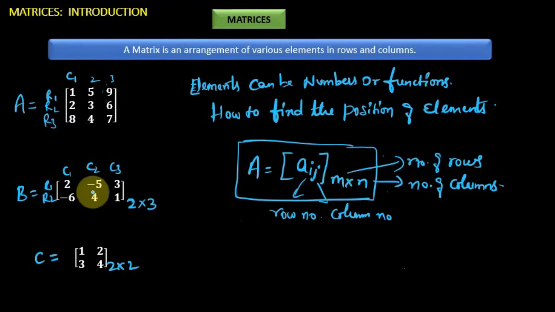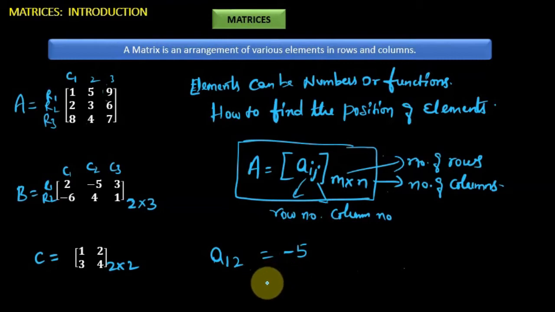Okay, now in matrix B, please tell me in the comment box, write the element address. What is the element present in a12 in matrix B? If you observe, first row, second column, first row, second column. So answer is -5. Right?